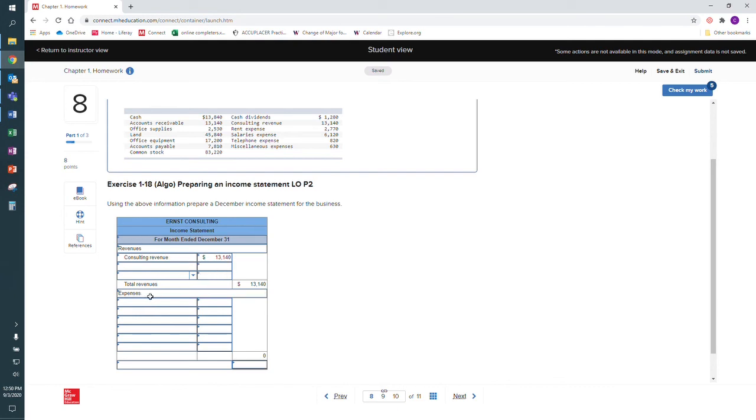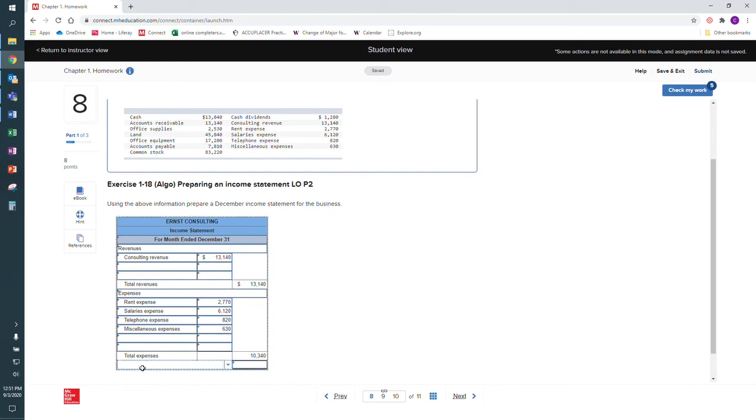Now we're going to go to expenses. Up here at the top, you'll see rent, salary, telephone, and miscellaneous. All of those are expenses, and I'm going to enter those into the table below. Now that I've entered those titles and amounts, you'll see I have extra space down here, and I don't have to worry about it because I know I've gotten all of the expenses, so it's okay to leave these blank.